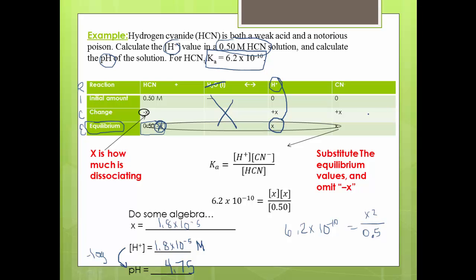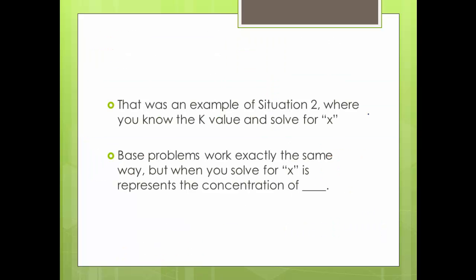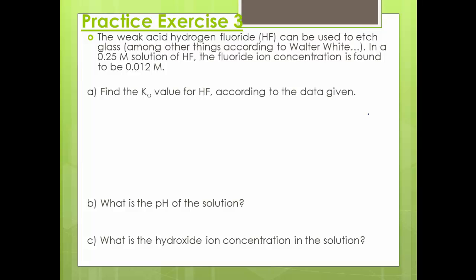Okay, so that's kind of the gist of how these problems work. The main idea is always set up a rice table to kind of organize the information that you're given. So let's try some more. Oh, and it is worth noting that base problems work exactly the same way, but when you solve for x, it's going to be the hydroxide ion concentration. We'll look at an example of that. All right, let's do this one together.